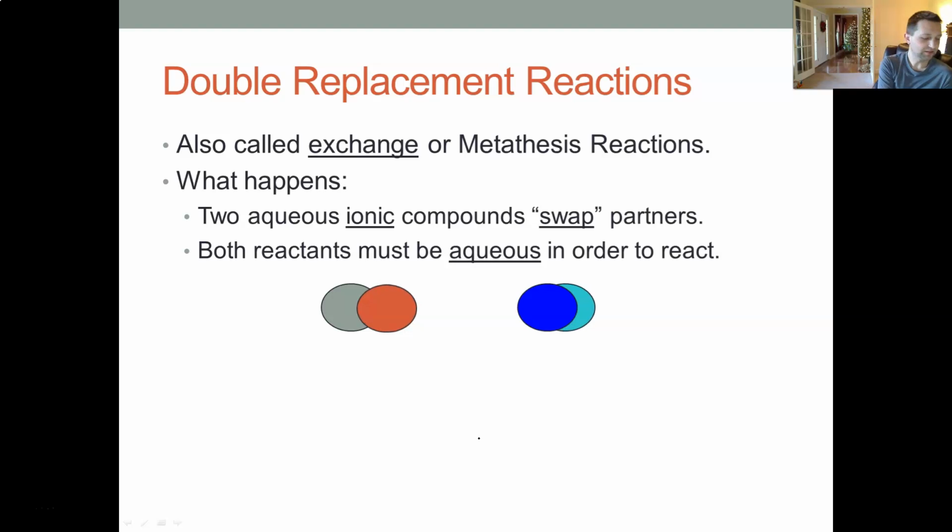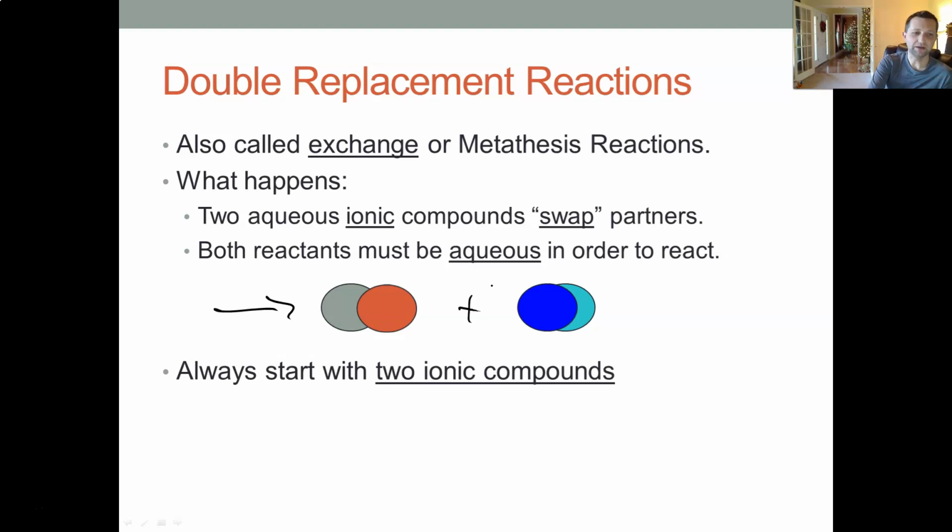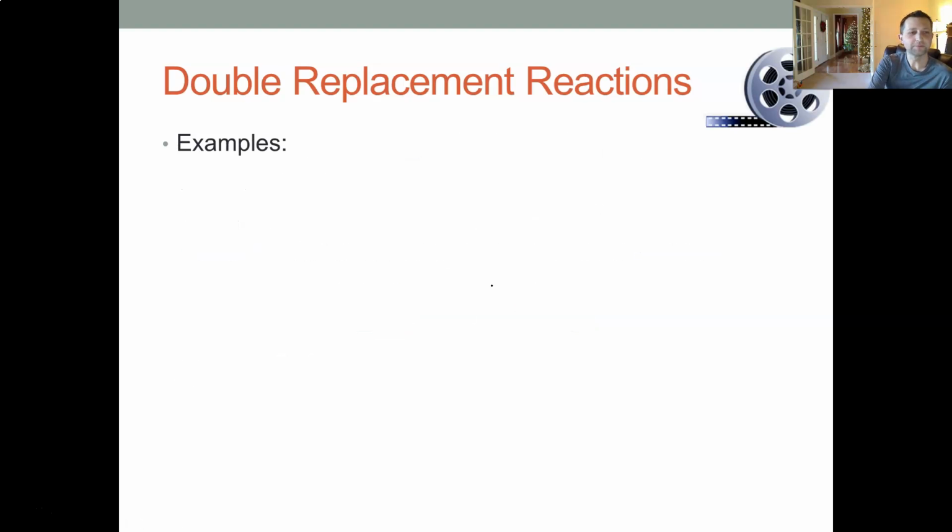All right, so this is going to be after your yield sign. We'll have those two things. So compound plus a compound yields compound plus a compound. So you're always going to start with two ionic compounds. A little repetitive here. A couple examples.